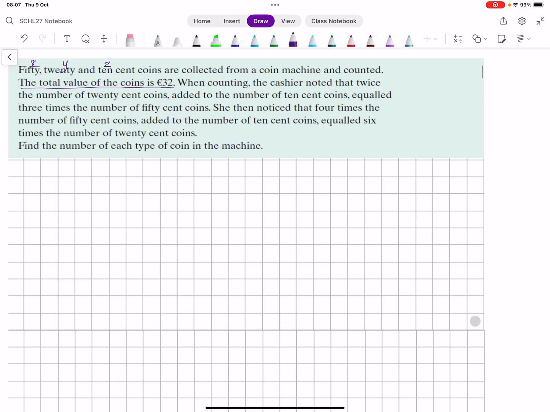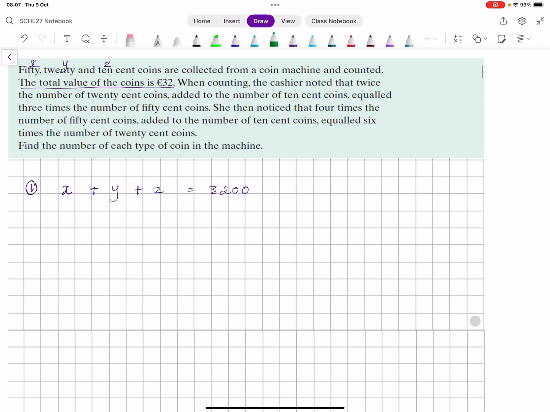So equation 1 is going to be the number of 50-cent coins plus the number of 20-cent coins plus the number of 10-cent coins is equal to 3,200 cent. Remember, we have to change that €32 to cent.